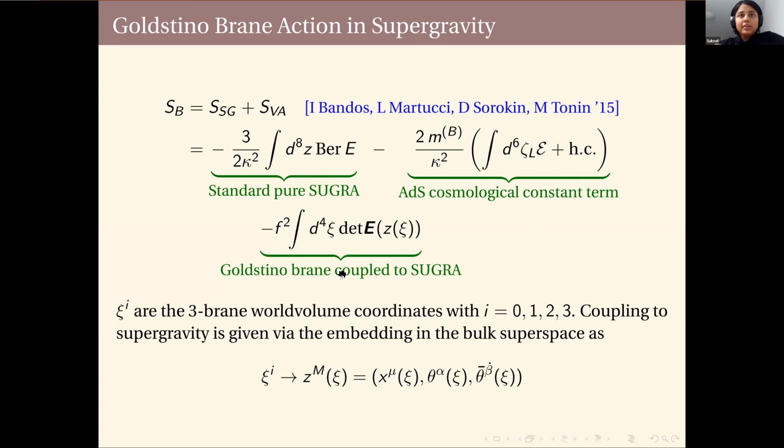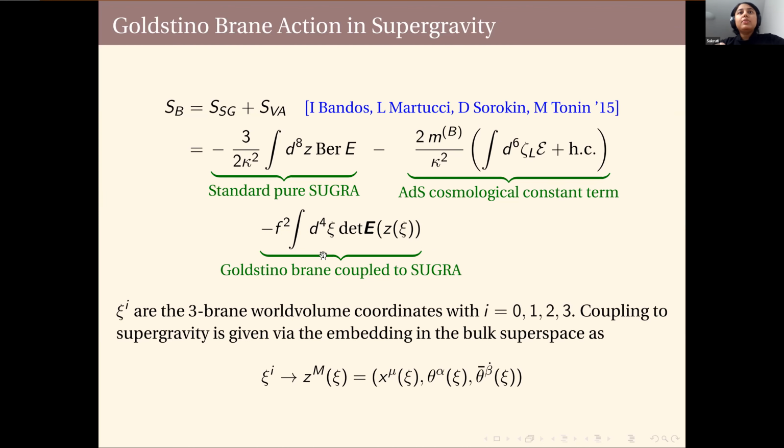And now this third part is the most interesting one, because it is this term which breaks supersymmetry and gives the positive contribution to the cosmological constant. Here, f square is the supersymmetry breaking scale. Now this coordinate xi here is the coordinate of the 3-brane world volume. And this brane has come to be known as a Goldstino brane because it eventually gives the Goldstino fields.